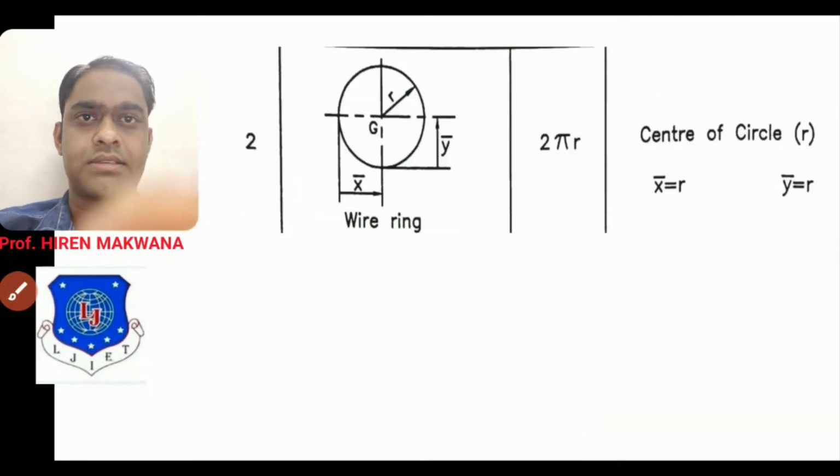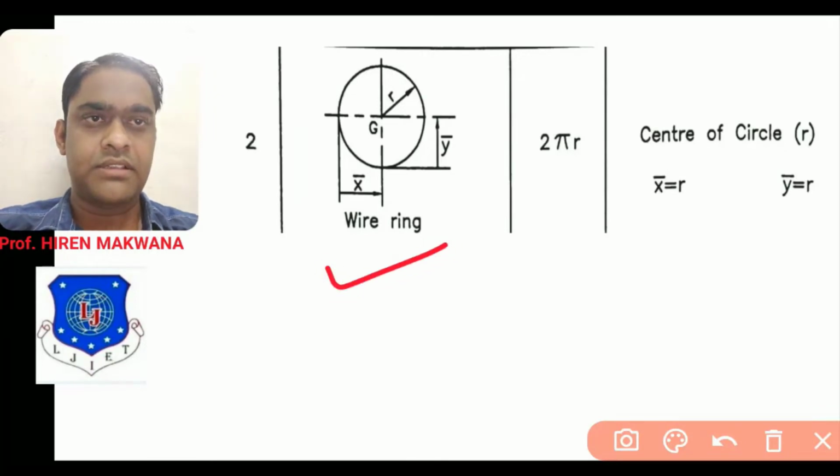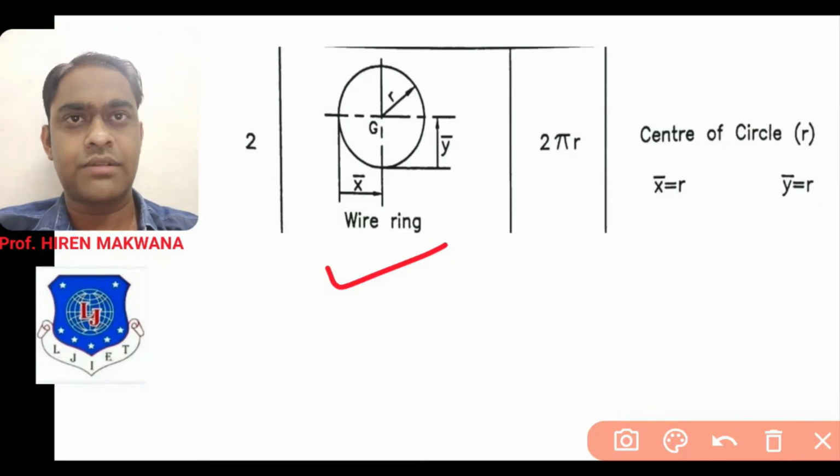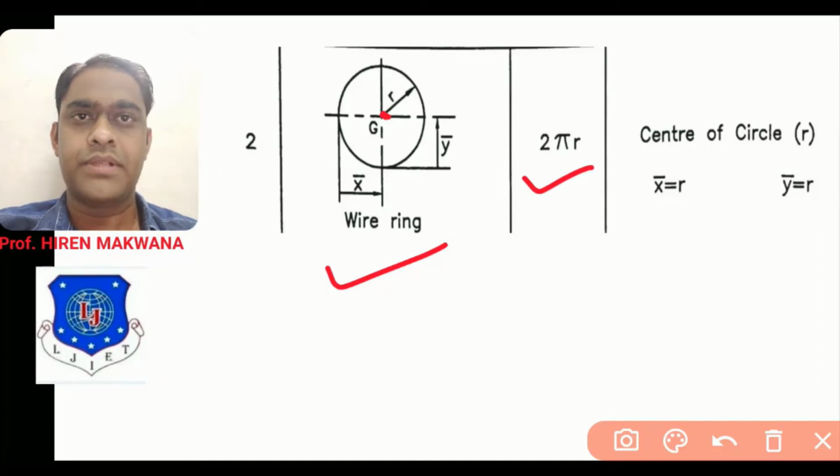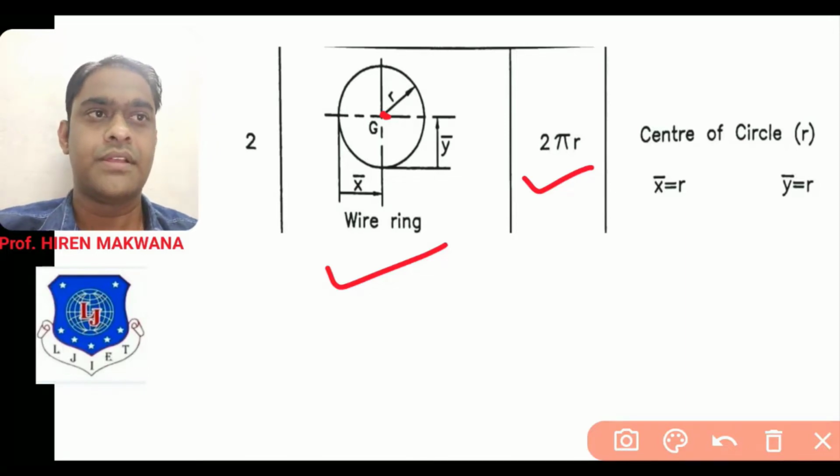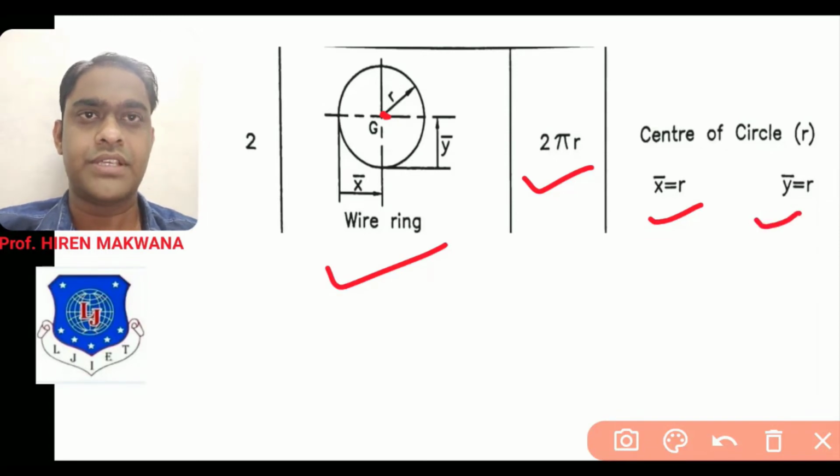The part is circle. You can see this is the circular ring, means wire ring. In the circular ring, the center of gravity is itself the center of the circle G. You can see its length is 2 pi r, means circumference. So length of the circle, it means circumference, is equal to 2 pi r. Now x coordinate of CG is r and y coordinate of CG is also r, means center of gravity is equal to center of circle.